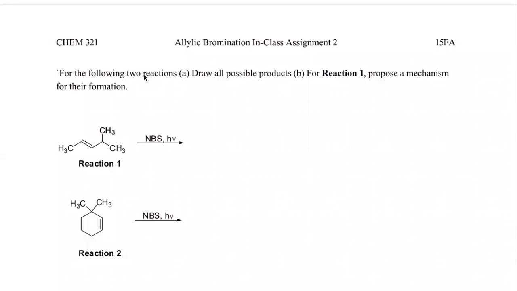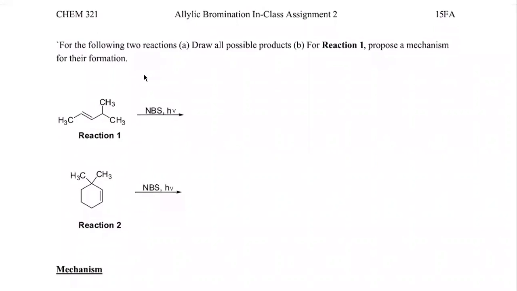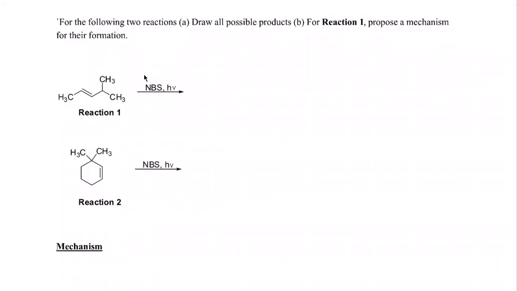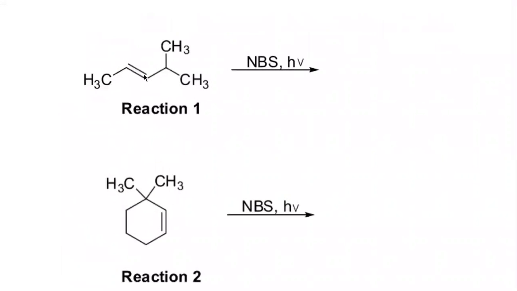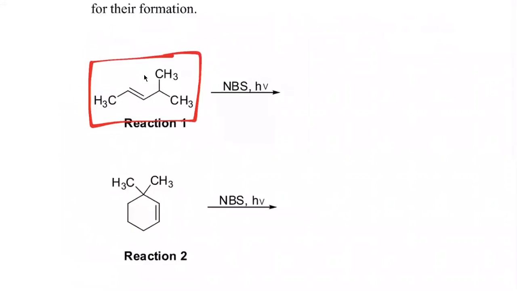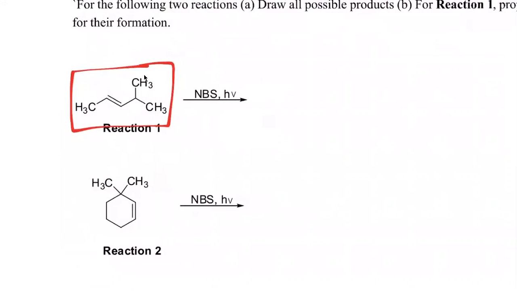So we're going to look at the first reaction right here. Right, so you can see that the reagents are specific for allylic bromination, NBS, and light. The question is, how many products are we going to get?